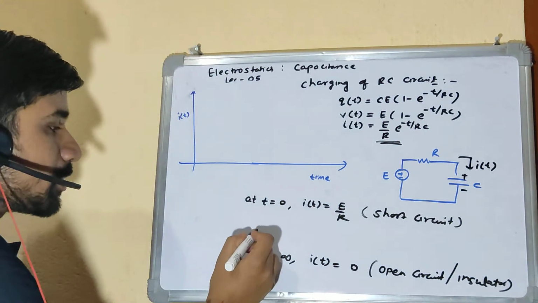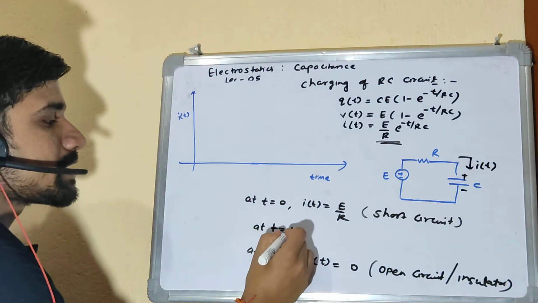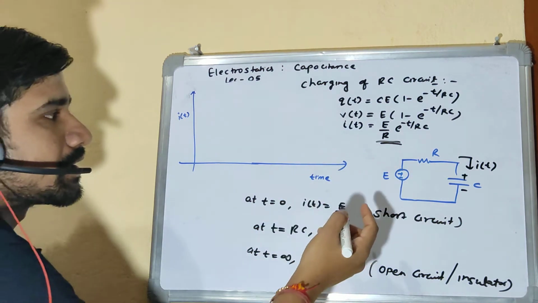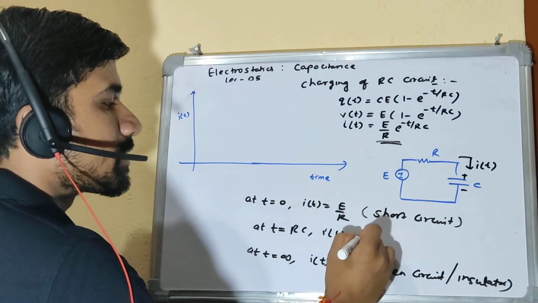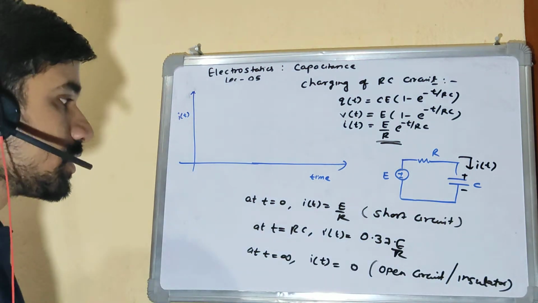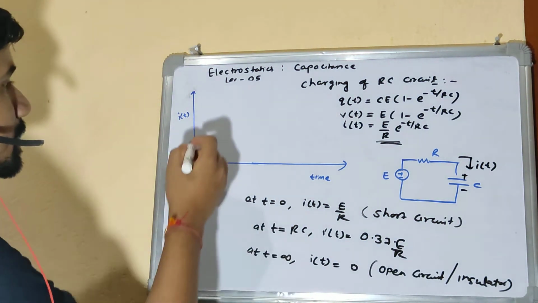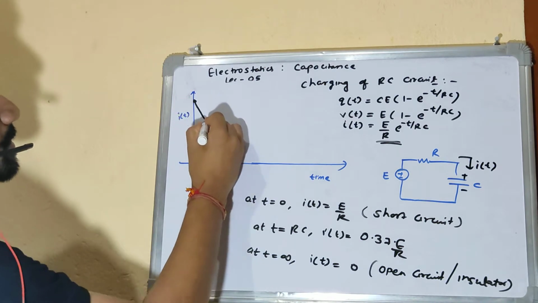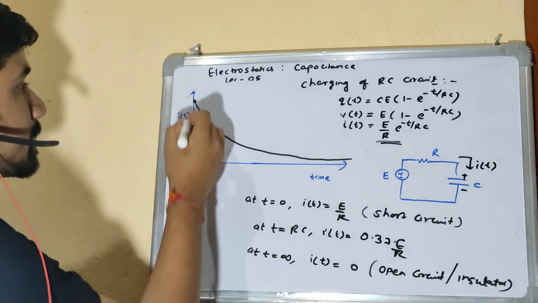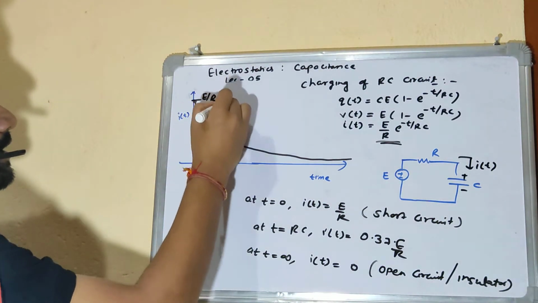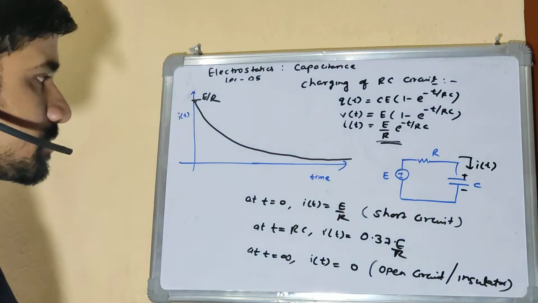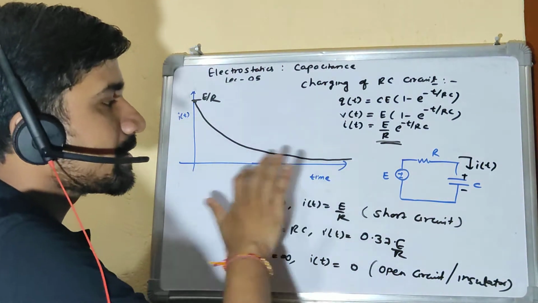And again, at time equal to the time constant, which is RC, you can find the value of current, right? I'm not very sure, it may come something like 0.37 into E by R maybe, but you can calculate. And if you plot everything graphically, the graph will look something like this. The current versus time graph: this is the max value of current, which is E by R. It goes on decreasing, and at time equal to infinity, it becomes 0, and hence I am indicating it closer to the x-axis.